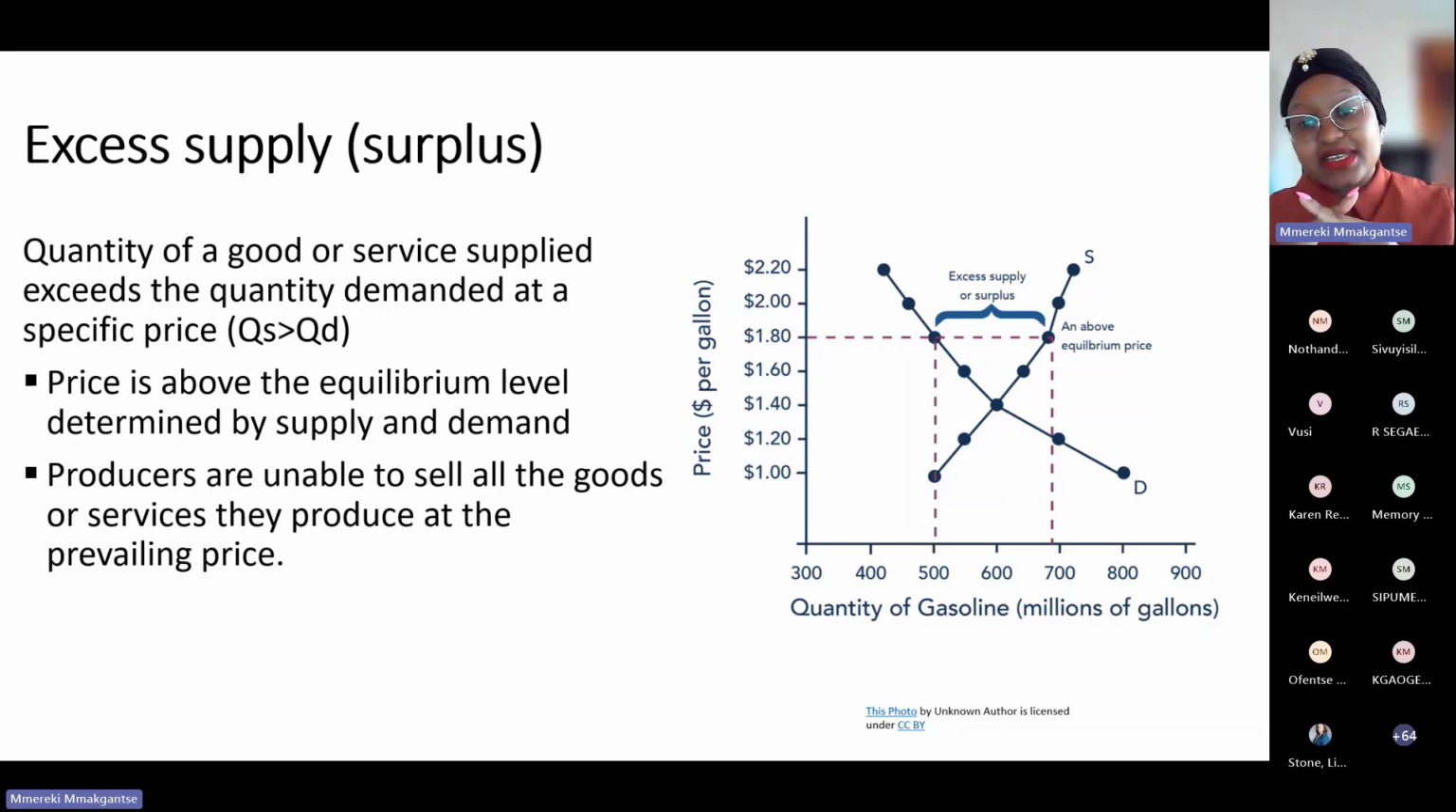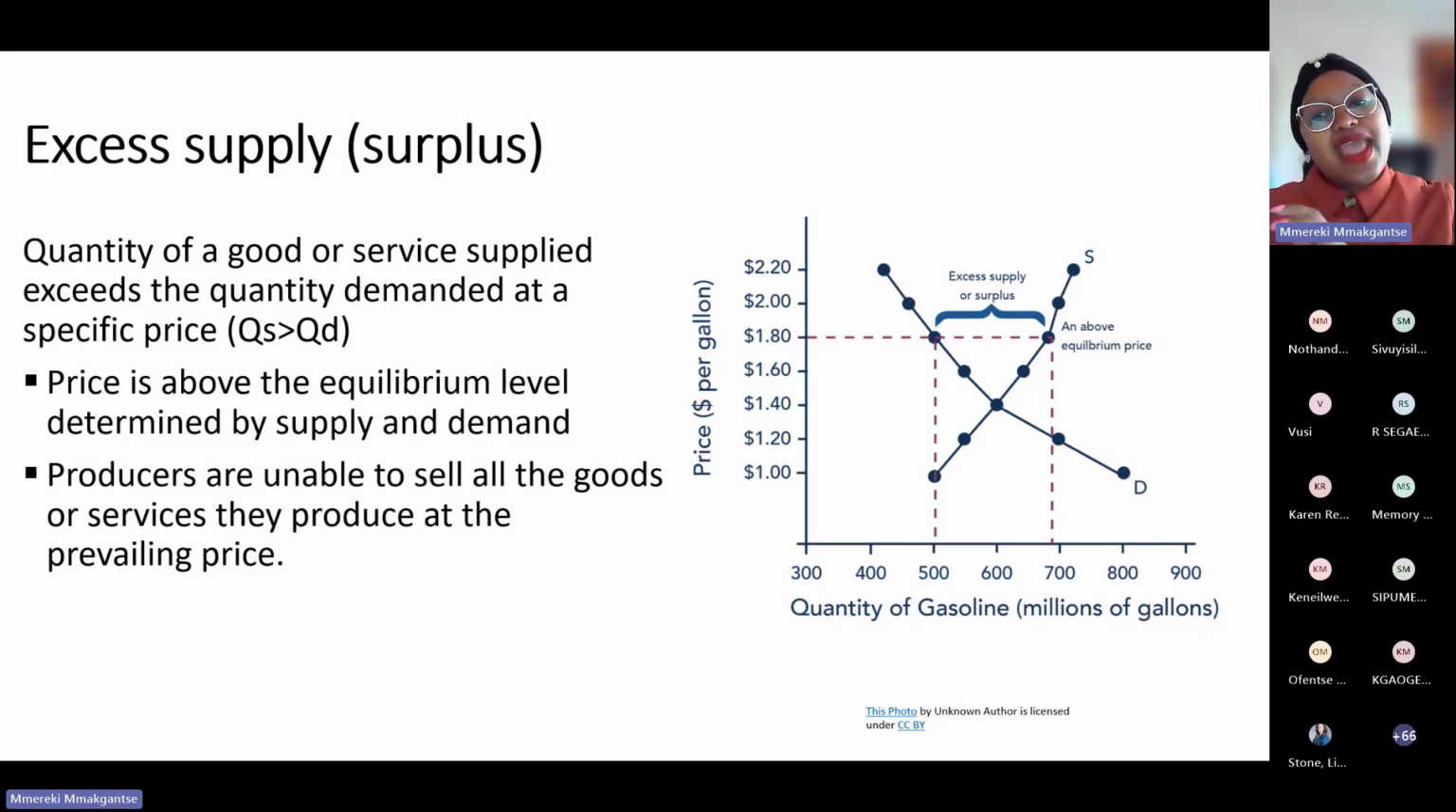Our equilibrium price is 140. For example, you love that nice dress there by Mr. Price. You want to buy it, but the dress is too expensive, and you find that they have a lot of those dresses in stock at that high price, but nobody wants to buy it.